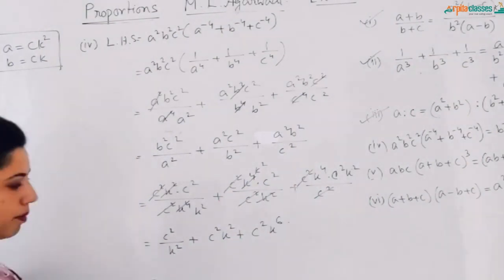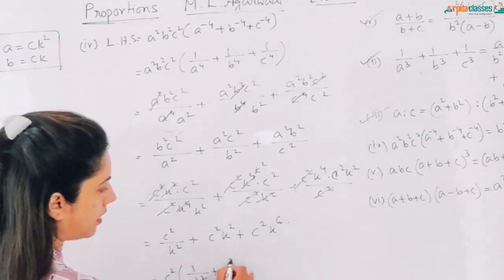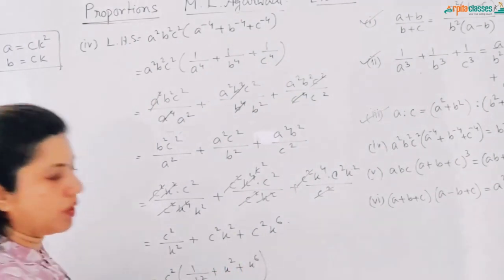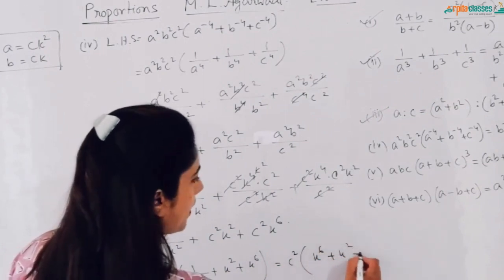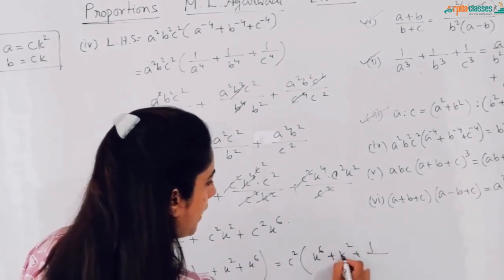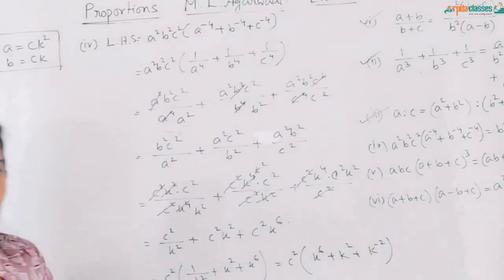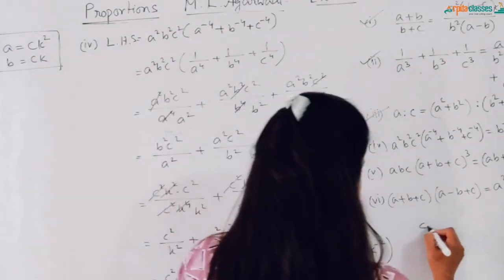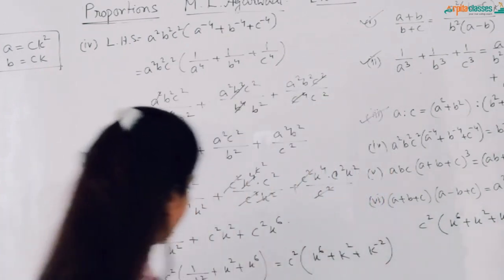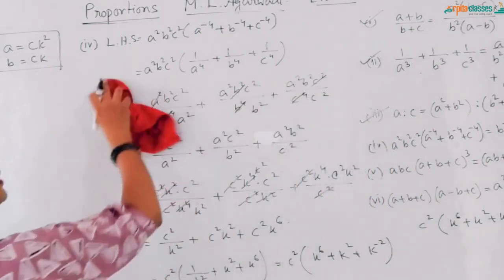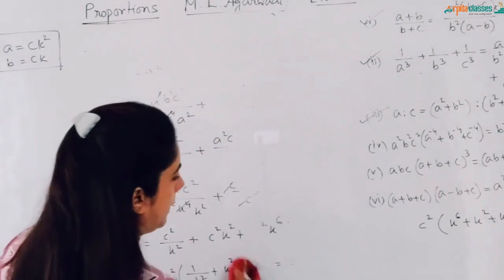So if I take c^2 common from the numerator, here I get 1 upon k^2 plus here k^2 plus here k^6. So if I write it in a proper manner, I get c^2, then k^6 plus k^2 plus, if I take it up, it will be k to the power minus 2. So this is what I get from the left hand side. Let us write it here, k^6 plus k^2 plus k to the power minus 2. This is from the left hand side. Now let us proceed with the right hand side and see whether we get the same thing or not.